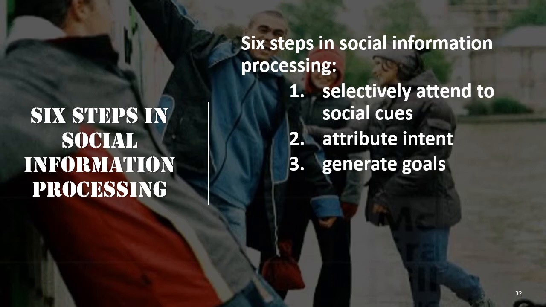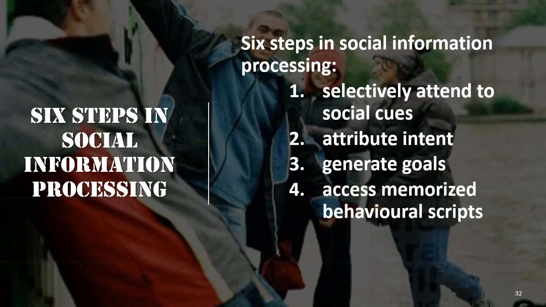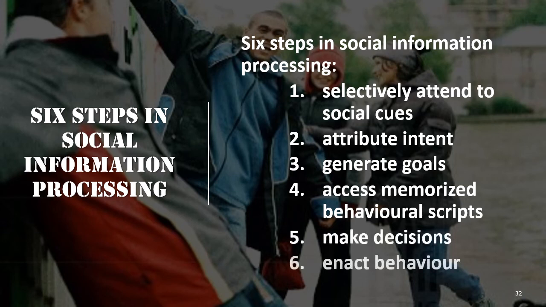Now think about it as the kid. The kid turns the corner, sees whatever situation, and has to selectively attend. Remember we're talking about cognitive information processing of the social situation. Their brain is processing: what do I pay attention to? What's causing what? What am I trying to do in this situation? Generate goals: okay, I want this to happen. Now the brain's like, grab that script. Think about even the language there, script. We know what to do in this scenario. Make a decision. Enact a behavior.